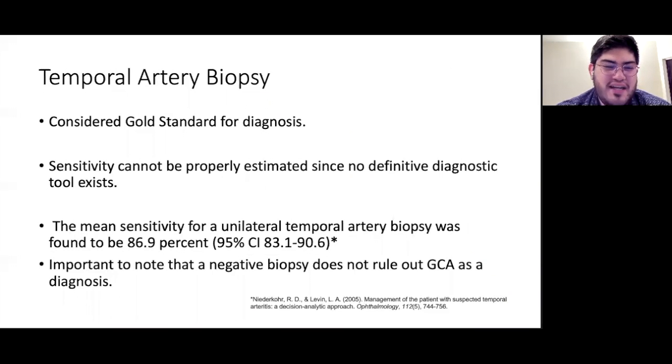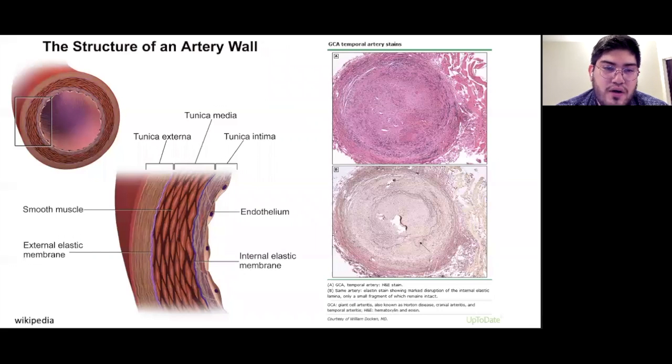Finding its sensitivity has always been hard because we don't have a definitive diagnostic tool that can tell us if a patient has GCA. So the sensitivity that we can find in the literature is ranging. Some of the ones I found are like 87, like the one I'm quoting in this slide. But one of the big takeaways of this presentation is that if you get a negative biopsy, that does not rule out GCA as a diagnosis. That's really important.